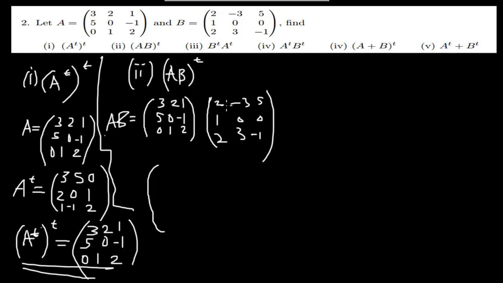3 times 2 you get 6, and then 2 times 1 you get positive 2, and then 1 times 2 you get a 2. 3 times negative 3 you get your negative 9 there. Then 2 times 0 you get your 0. Then 1 times 3 you get your 3.